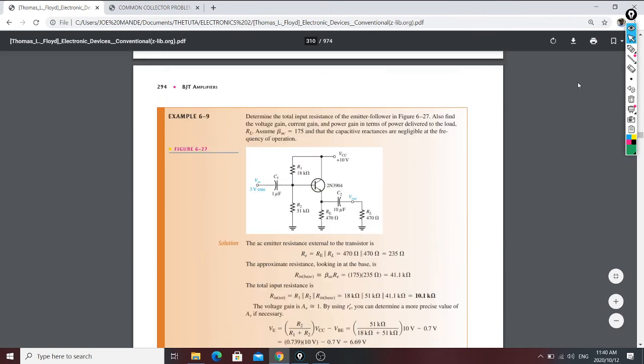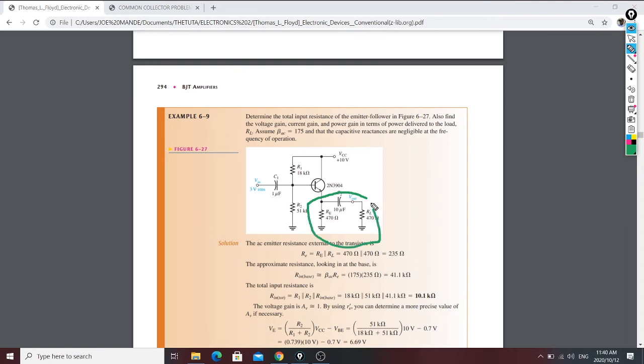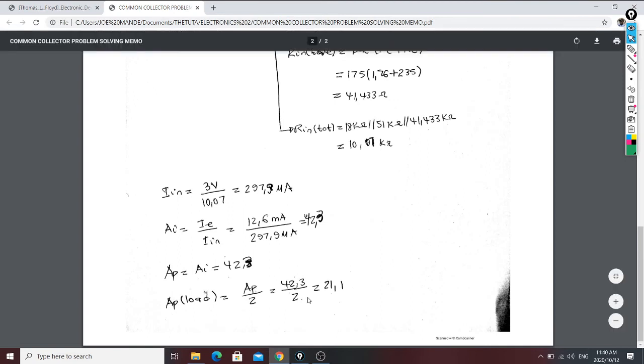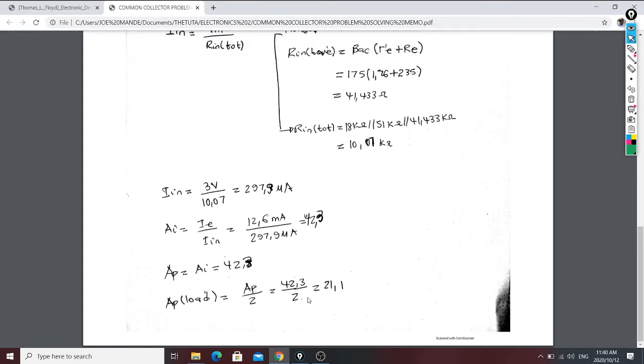You have the average power across all of that. So now we have 2 resistors, 470 and then 470. So the average power on the load will be divided by 2. That's why when we come here, the average power was divided by 2 to get the average power of the load. So that's it.